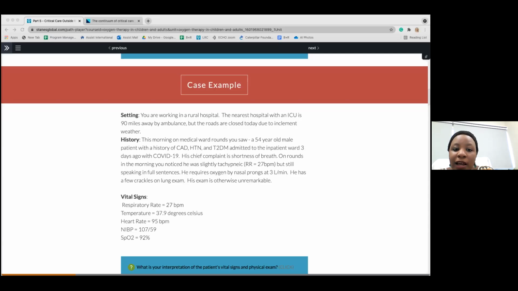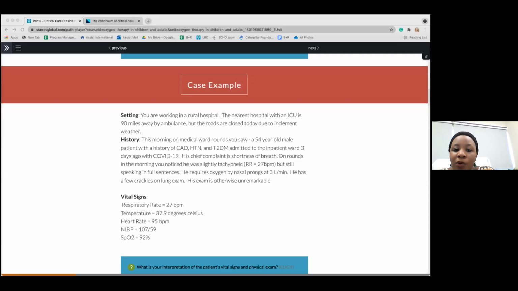The history is that earlier on in the morning, during your ward round, you saw the 54-year-old male that we've talked about, who has a history of coronary artery disease. He's hypertensive with type 2 diabetes as well. And he has been on our ward for 3 days now with SARS-CoV-2 pneumonia. His chief complaint is shortness of breath.